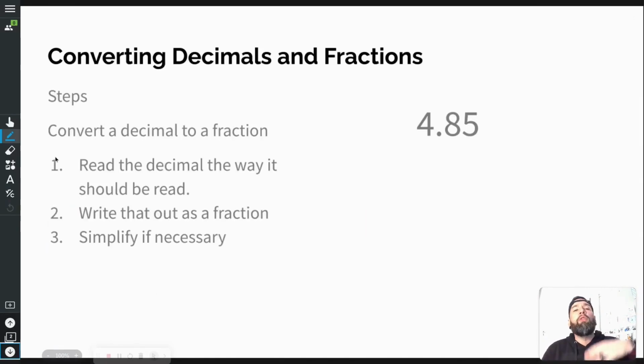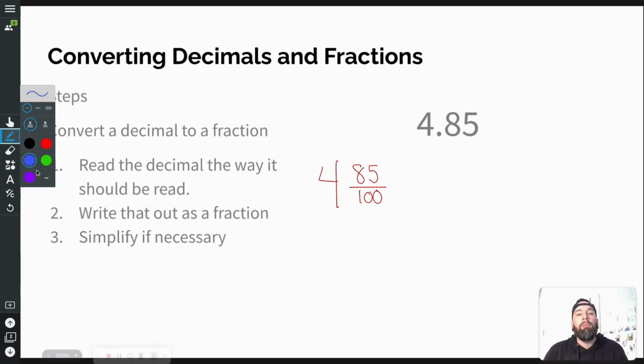So, let's start with the friendly guy first. How do I convert a decimal into a fraction? Well, some of you might say that's 4.85, but that's not how you're supposed to read it. Read the decimal the way it should be read. That is 485 hundredths. So if I'm going to say 485 hundredths, then I'm going to write out 485 hundredths. Now take a look at the fraction, and if you can simplify that fraction, do it.